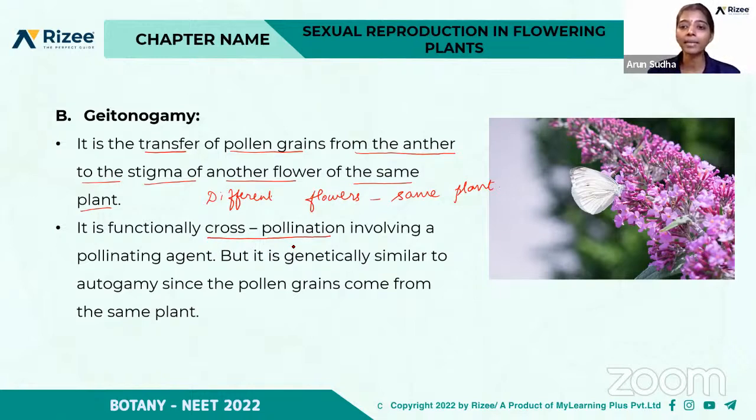Okay, but it is genetically similar to autogamy. If you see the genetic structure, both are from the same plant. There it is from the same flower and here it is from the same plant, but genetically it is similar to autogamy since the pollen grains come from the same plant. Okay, so genetically, if you see, it is similar.